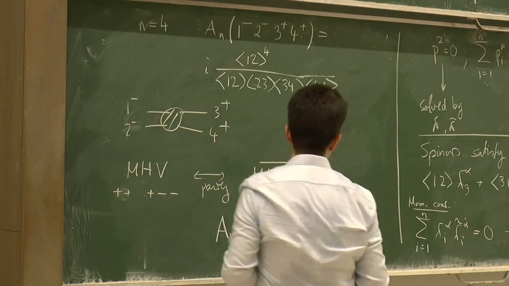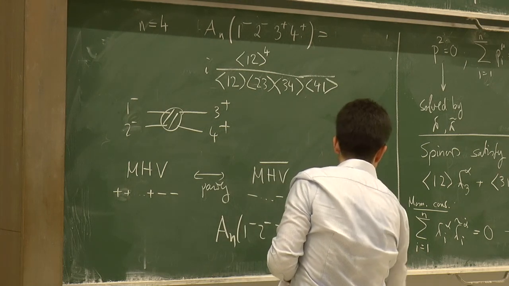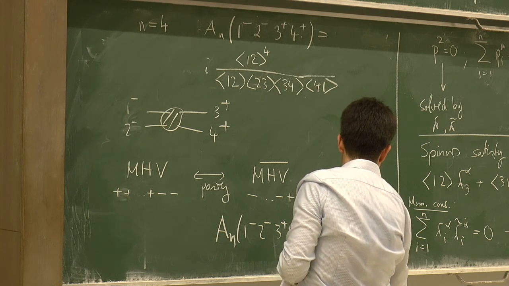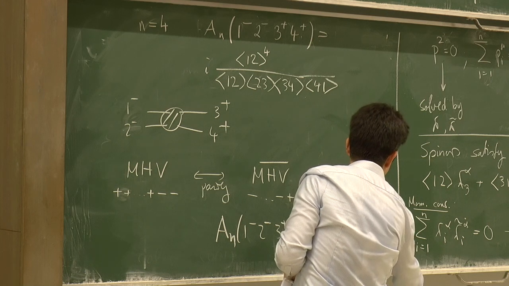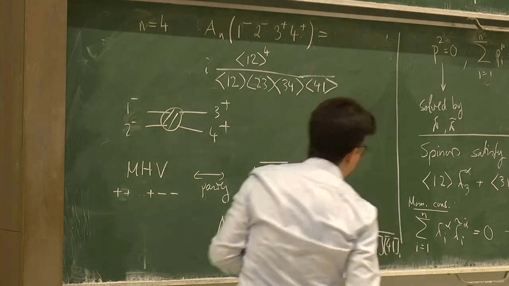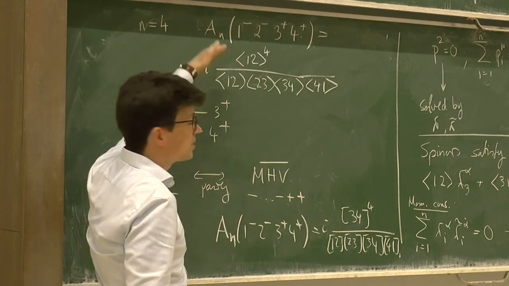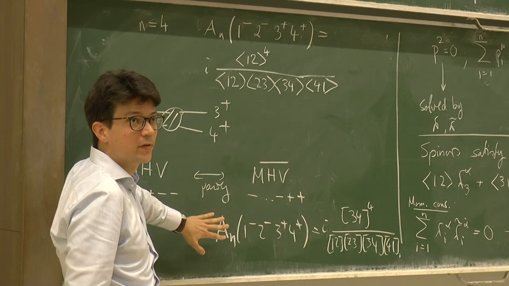So we can have I, and then 3, 4 to the 4, 1, 2, 2, 3, 3, 4, 4, 1. And now the claim is these two formulas, possibly up to a sign, are equivalent.